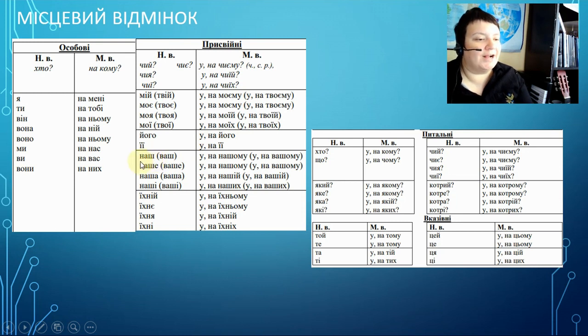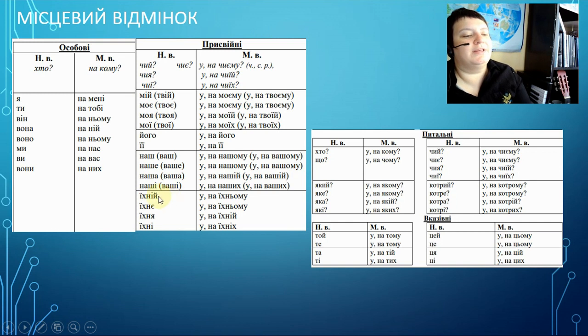And here. Наш, our. Наше, our, but neuter. Наша, our, but feminine. Наші, plural. Again, your, ваш, ваше, ваша, ваші. Ваш, masculine, ваше, neuter, ваша, feminine, ваші, plural. And the forms. У, на нашому, у, на вашому. So, in, on, our, in, on yours. The same form in neuter as in masculine. У, на нашій, у, на вашій, feminine. У, на наших, у, на ваших, plural.